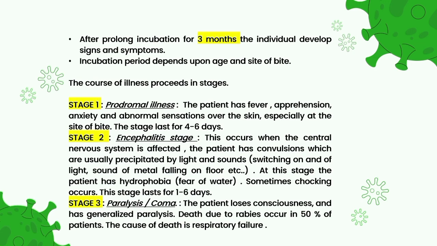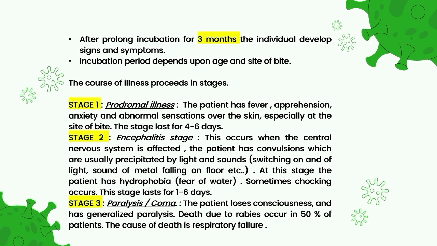After a long incubation of about 3 months, the individual develops signs and symptoms. So after 3 months only, the individual will develop the signs of this rabies virus. This incubation period depends upon the person's age and the site of the bite, which means the virus has to travel to the brain. So if the bite is near the brain, the incubation period is very short, and if it is in the feet, the incubation time will be longer.